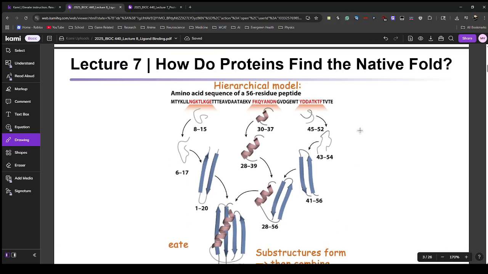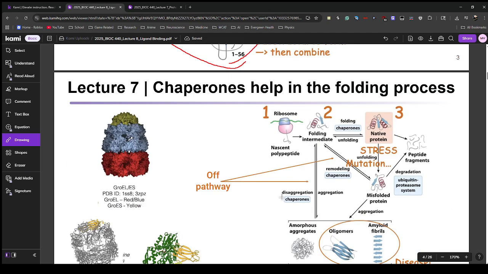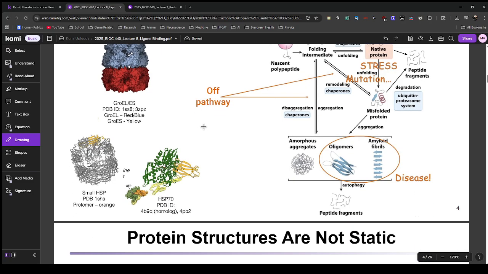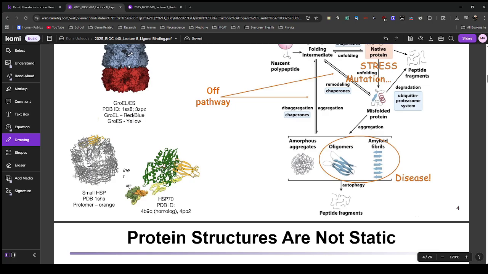How do proteins find their native folds? They basically go through these different structures. They fold into these secondary structures, and these structures combine to make the final structure, right? We talked about chaperones and how they help with making proteins that are not what they're supposed to be doing into proteins that are supposed to be doing what they're supposed to be doing. Right? They kind of fix broken proteins. We've got heat shock proteins, and we've got these chaperone proteins, GroEL, GroES.